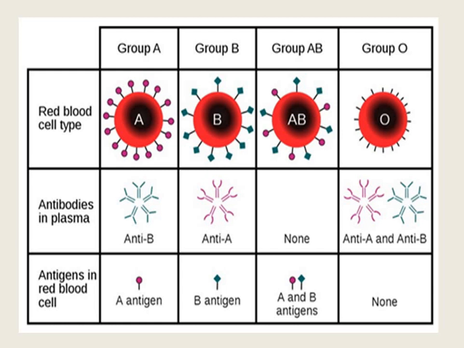Then a person with blood group A also possesses anti-B antibodies. A group B person possesses anti-A antibodies. Blood group AB persons are without antibodies, neither anti-A nor anti-B. Then blood group O possesses both anti-A antibody and anti-B antibody. Okay, so this clearly indicates the blood group system.